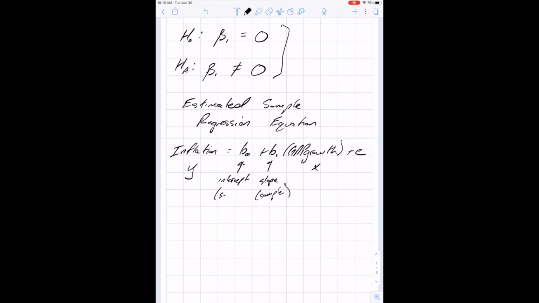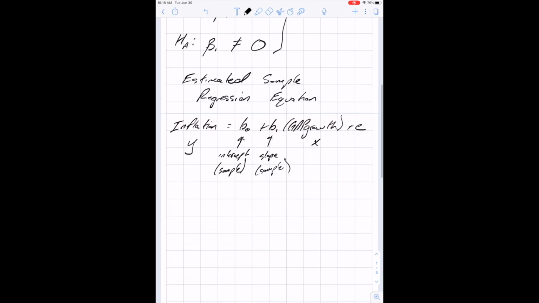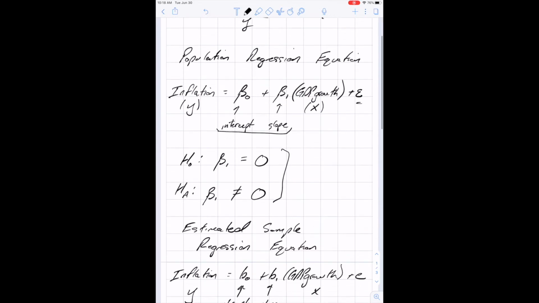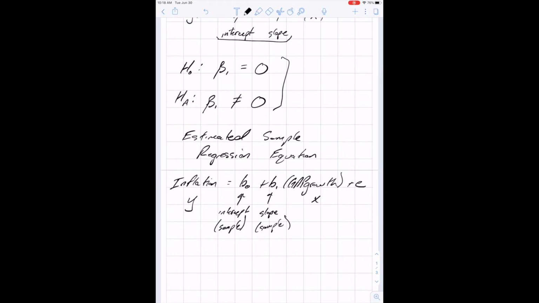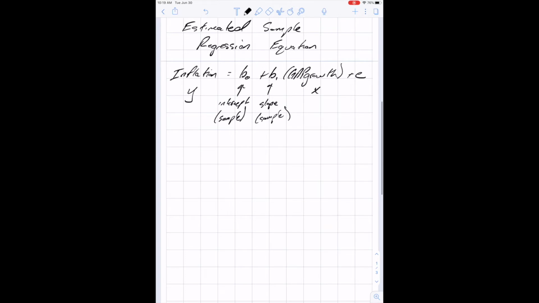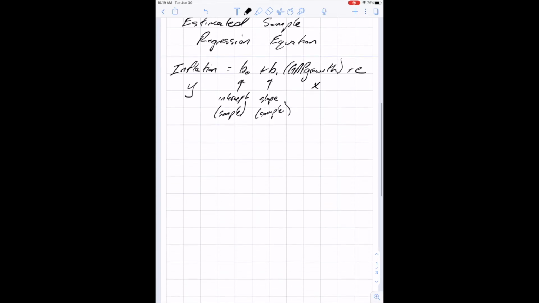sample intercept. Now again, notice we don't really know what the population intercept is, but our research question is about the slope. So really for the most part, when we're doing regression, as I've mentioned before, we really care more about our slope than our intercept. Although you can do hypothesis testing for the intercept if that's an interesting thing to do.